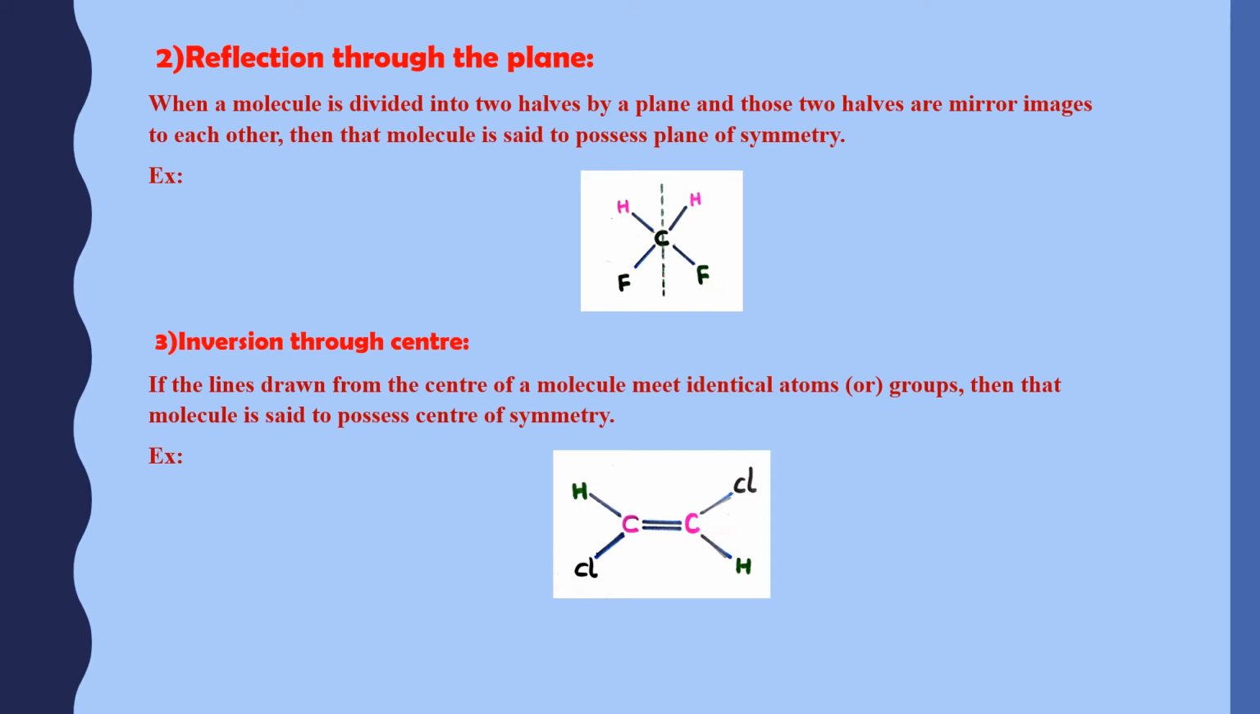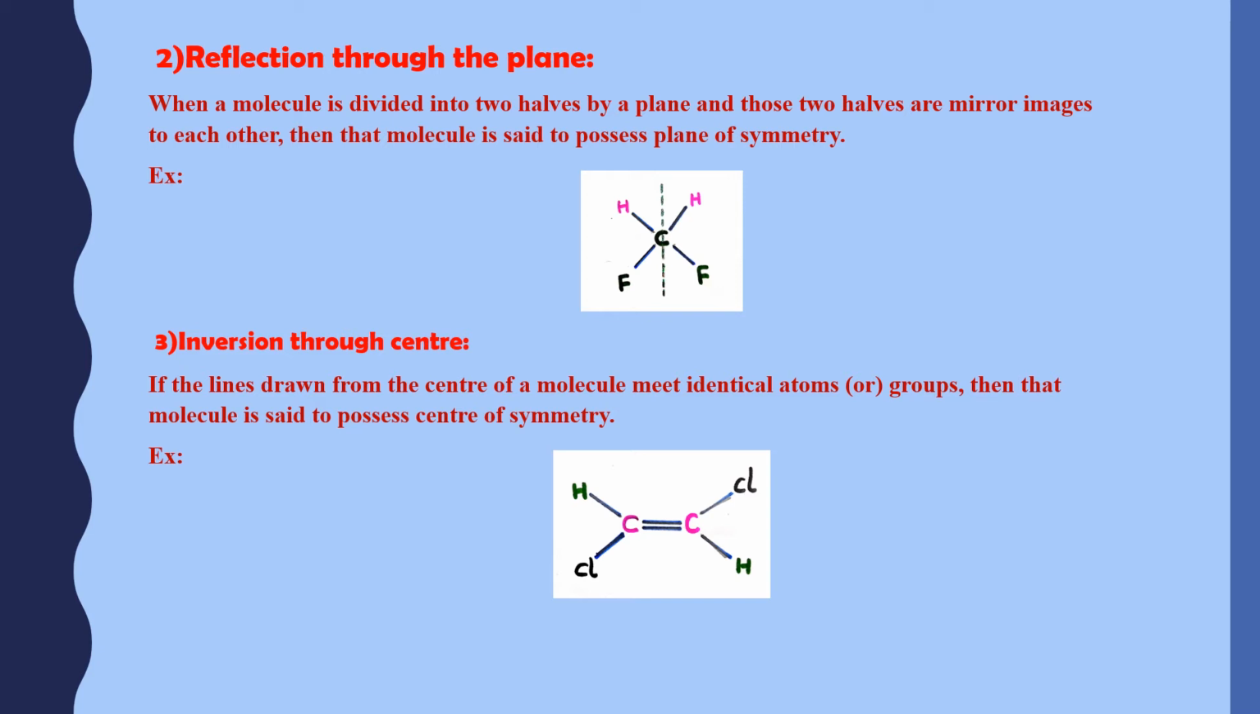Second one is reflection through the plane. What is this symmetry operation? Imagine a molecule is divided into 2 halves by a plane, and those 2 halves are mirror images of one another. Then that molecule is said to possess a plane of symmetry, and this symmetry operation is called reflection through the plane. What is that, students? It is just the plane of symmetry. So this can be called reflection through the plane, that is the symmetry operation.